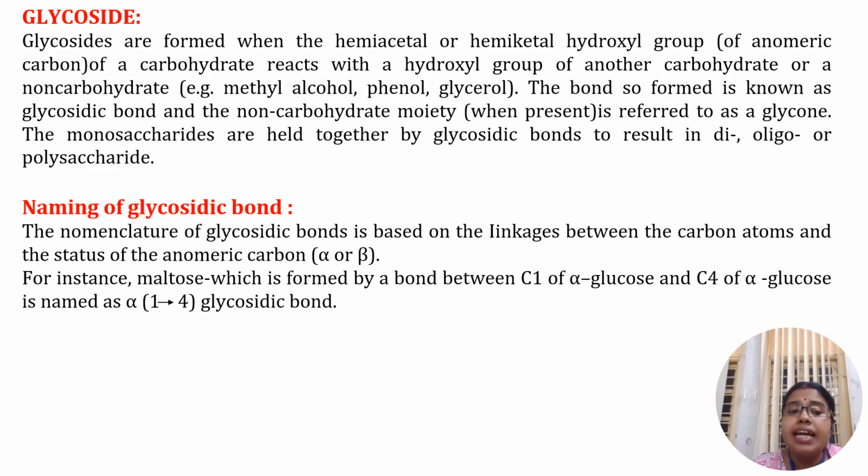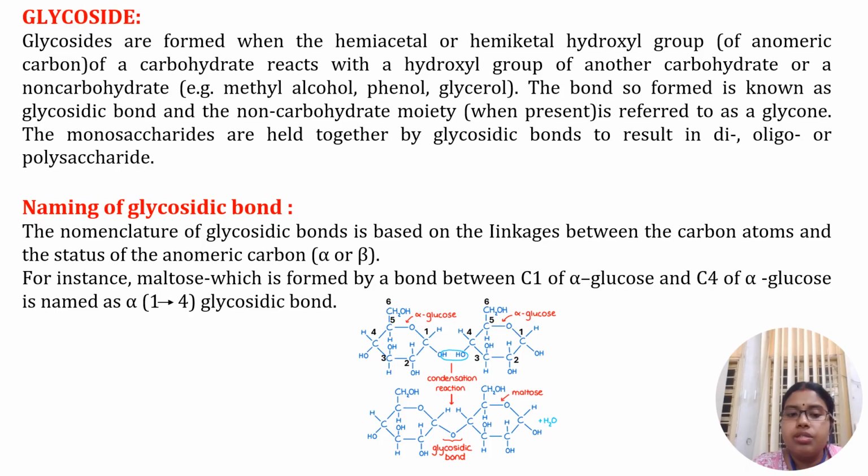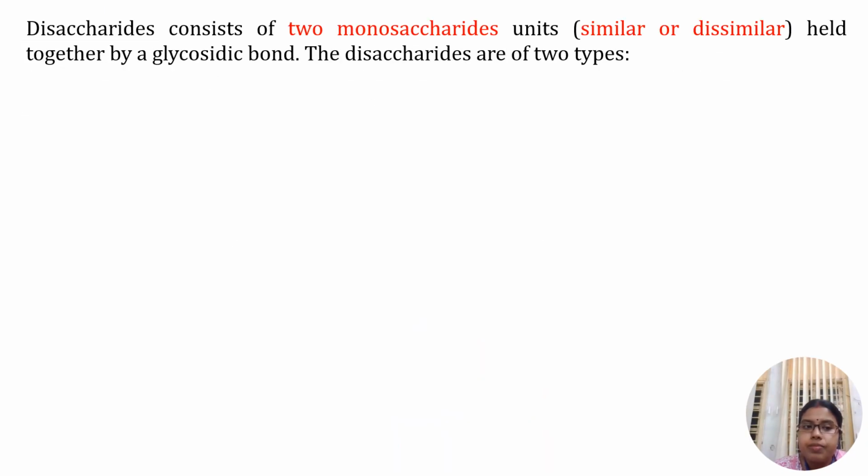How are glycosidic bonds named? The nomenclature of the glycosidic bond is based on the linkage between the carbon atoms and the status of the anomeric carbon. In maltose, the bond is between C1 of one alpha glucose and C4 of the other alpha glucose. So that's why the glycosidic bond is named the alpha 1,4 glycosidic bond. Both are alpha glucose and C1 is bonded with C4. That's why it is an alpha 1 to 4 glycosidic bond in maltose. A disaccharide consists of two monosaccharide units held together by a glycosidic bond.